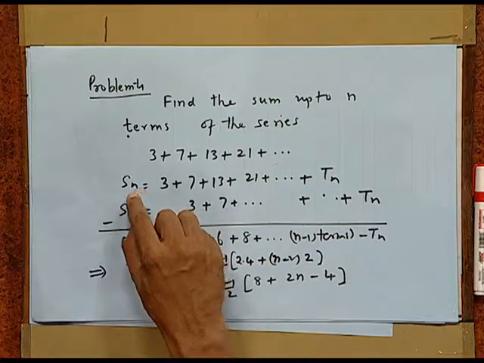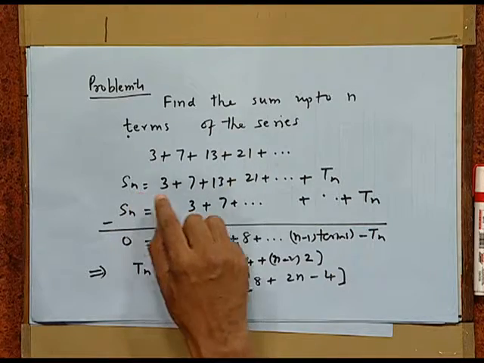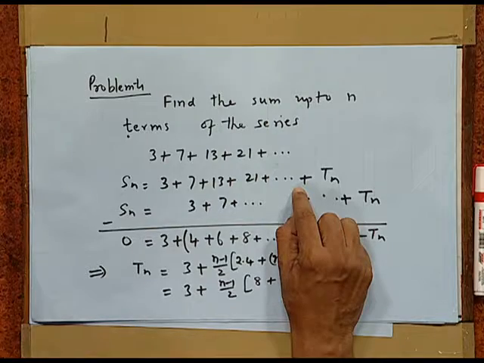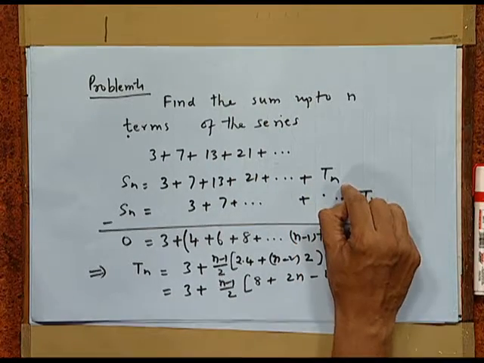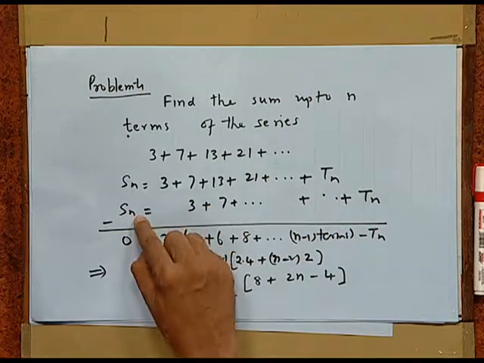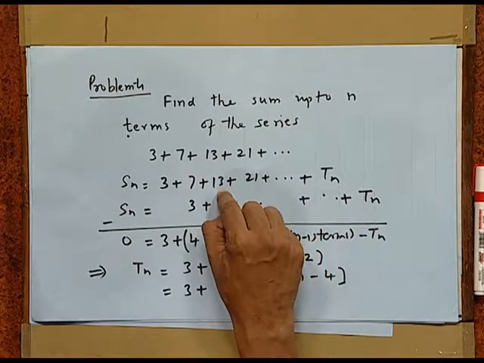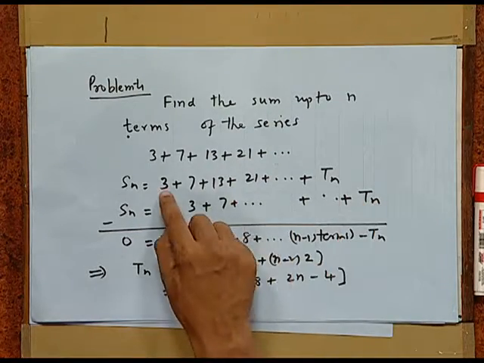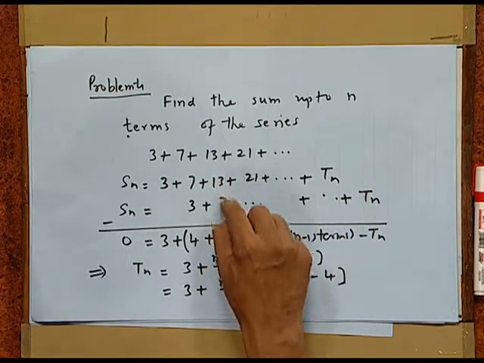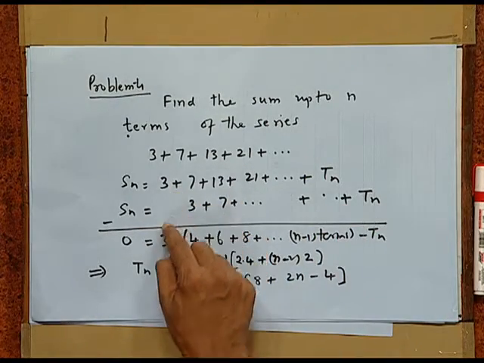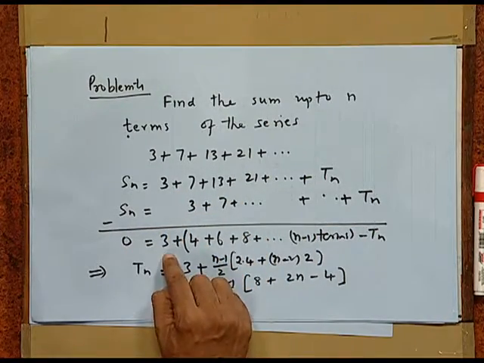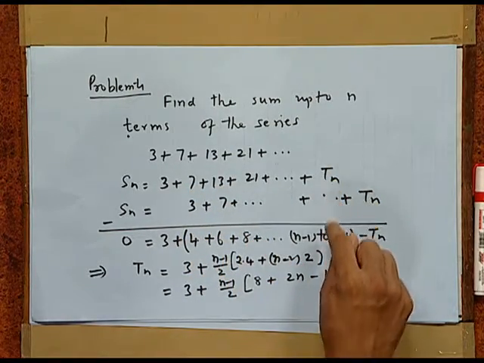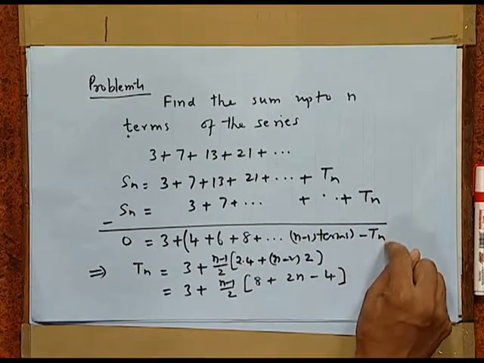We assume Sn, that is the sum of n terms, to be 3 plus 7 plus 13 plus 21 and so on. And because we do not know the nth term, we write it as Tn. Now, we subtract the same thing from Sn with a slight shifting of the terms. So, our 3 comes underneath 7, 7 comes underneath 13 and so on. When we subtract this, we get 0 is equal to 3 plus 4 plus 6 and so on up to n minus 1 terms minus Tn.